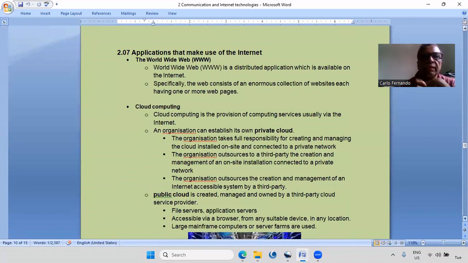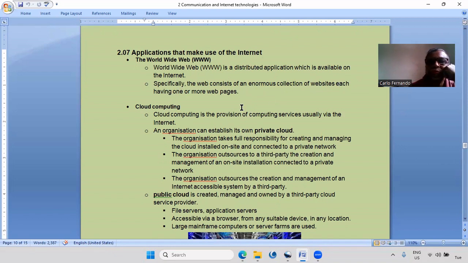Applications that make use of the internet. WWW, the World Wide Web, is a distributed application which is available on the internet. The internet is not software; it's a structure, the hardware part. But other services make use of this infrastructure, and WWW is one distributed application available on the internet. Specifically, the web consists of an enormous collection of websites, each having one or more web pages.